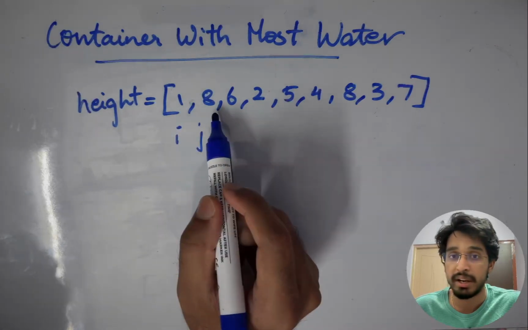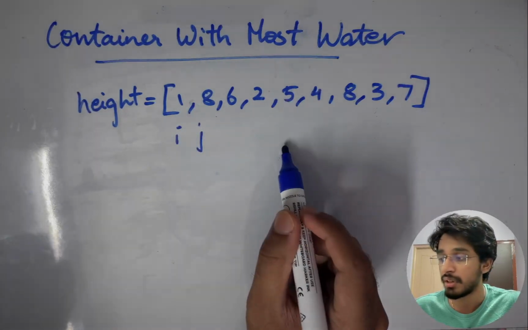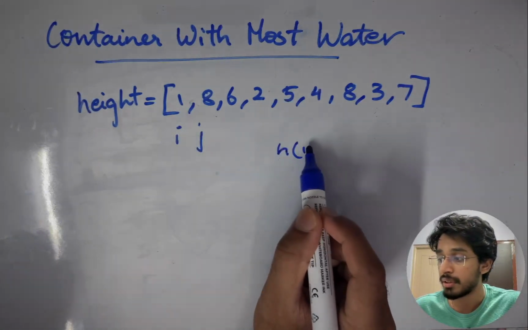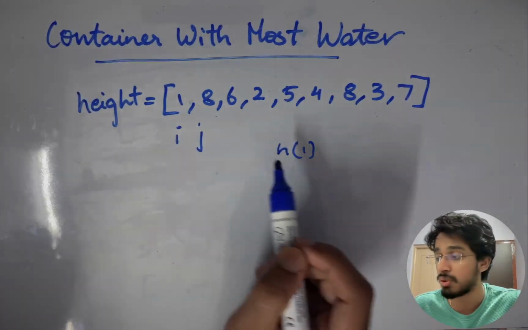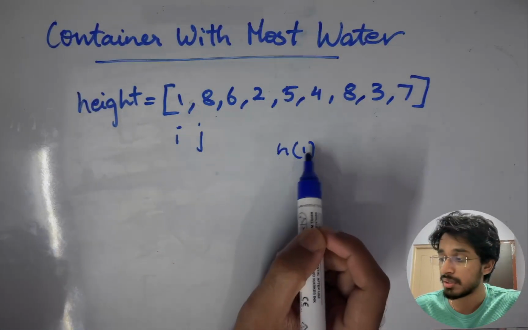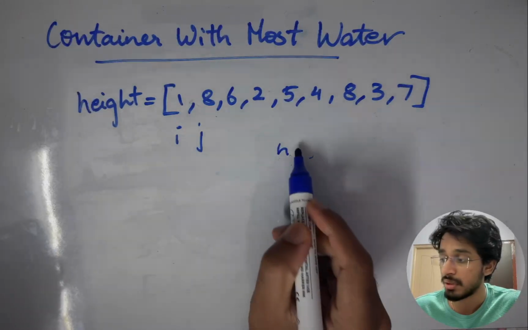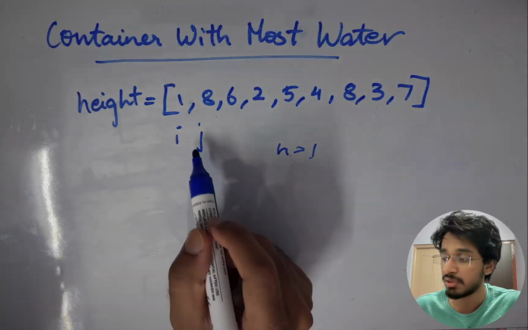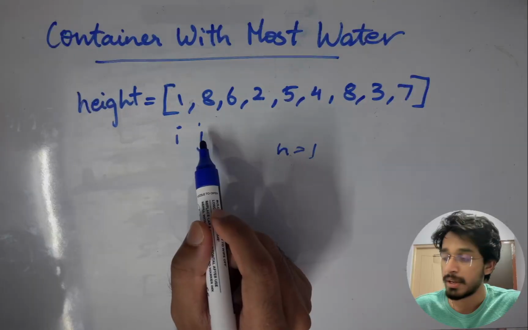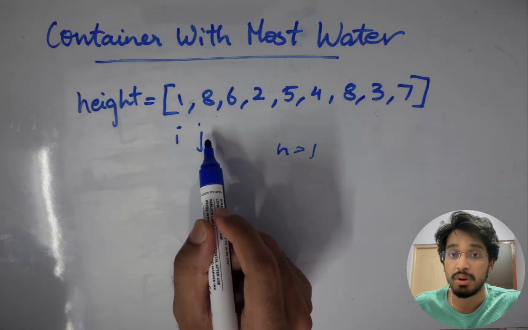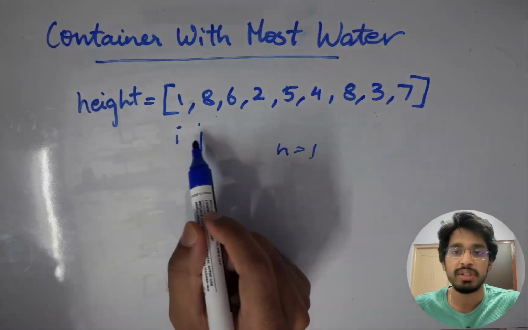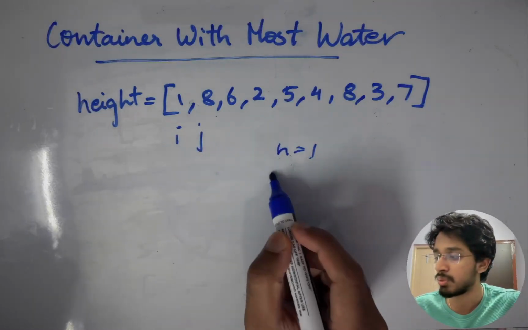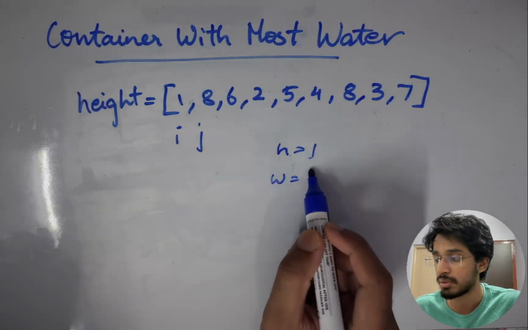Between 1 and 8, 1 is the minimum value, right? So this will become the height, because if it is greater than 1, the water will overflow, so we just want to consider the minimum value. So this height is equal to 1, and the width is actually the difference between the two indices. j is at the first index and i is at the 0th index, so we just calculate the difference between them. So the width would become 1 minus 0, so that is 1.